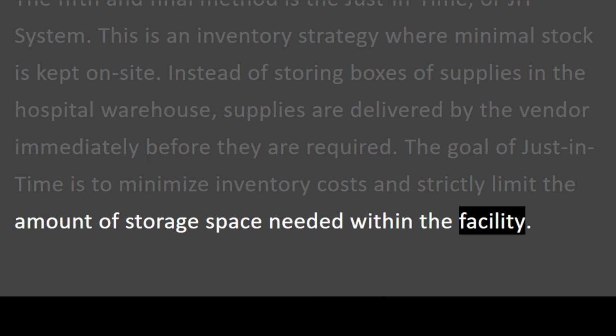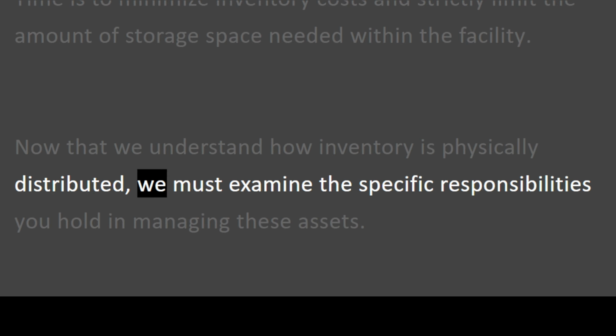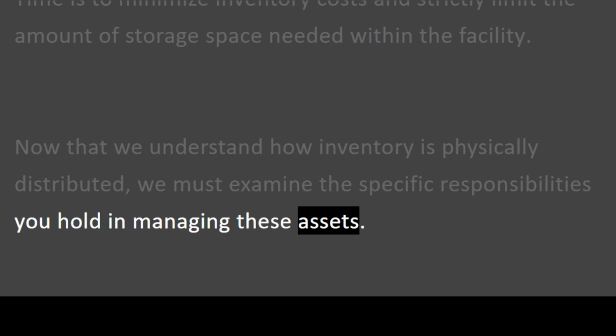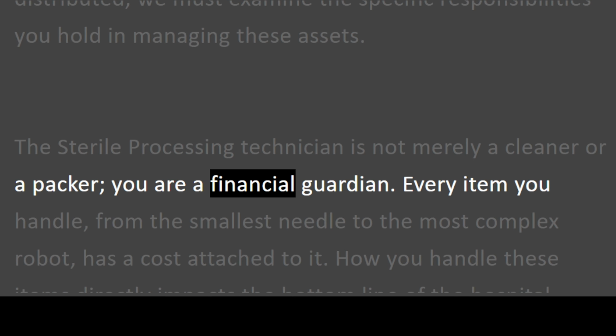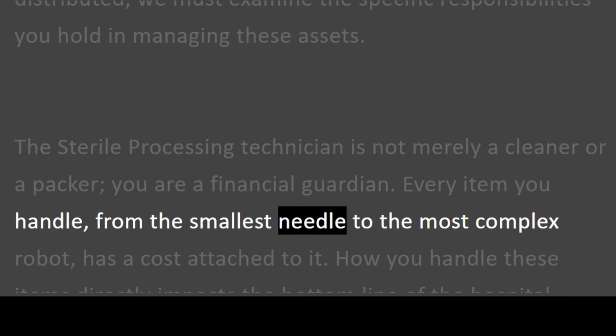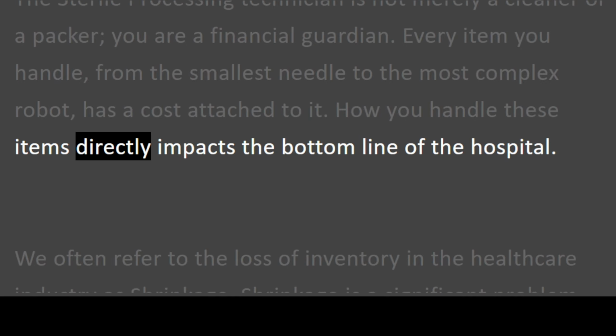Now that we understand how inventory is physically distributed, we must examine the specific responsibilities you hold in managing these assets. The sterile processing technician is not merely a cleaner or a packer, you are a financial guardian. Every item you handle, from the smallest needle to the most complex robot, has a cost attached to it. How you handle these items directly impacts the bottom line of the hospital.